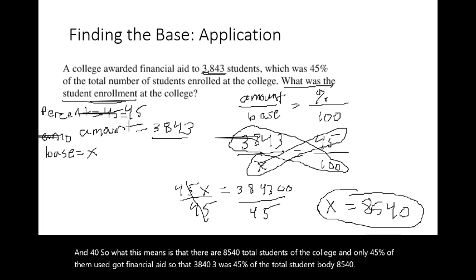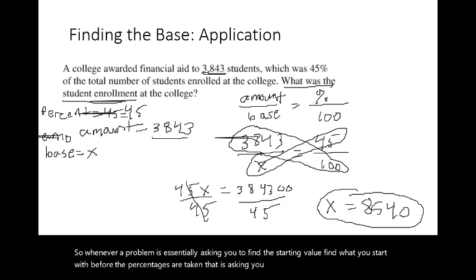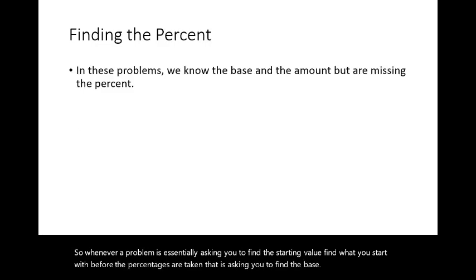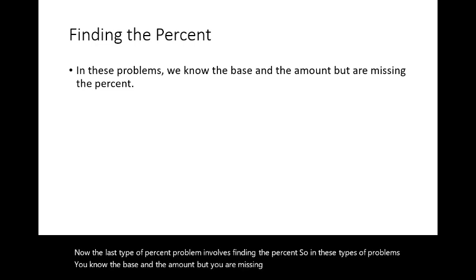So whenever a problem is essentially asking you to find the starting value, find what you start with before the percentages are taken, that is asking you to find the base. Now, the last type of percent problem involves finding the percent. In these types of problems, you know the base and the amount, but you are missing the percent.